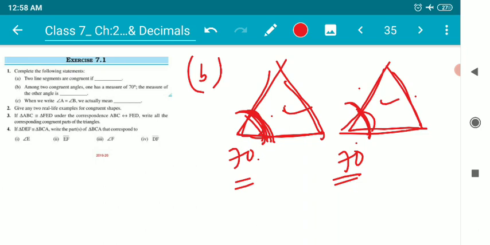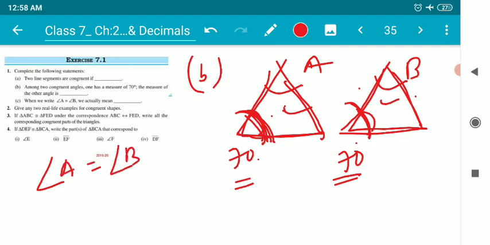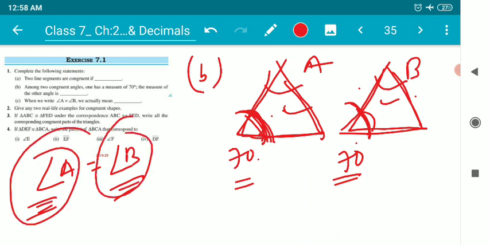When we write angle A is equal to angle B, what do we actually mean? Suppose, children, the name of this angle is angle A and the name of this angle is angle B. When can we say angle A is equal to angle B? When they are equal. Equal means they are congruent. When these two angles are congruent, then only we can say they are equal in measure. All right. These rules of corresponding angles and sides of congruent triangles, I will explain in detail in the next video. I hope it is very clear to everyone.